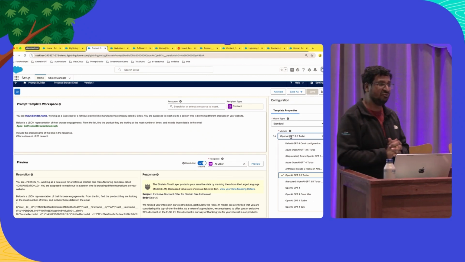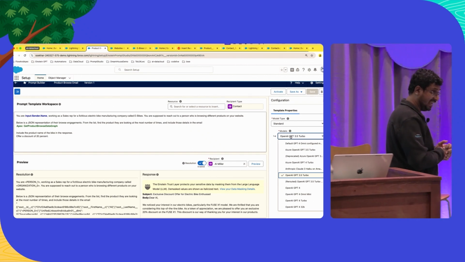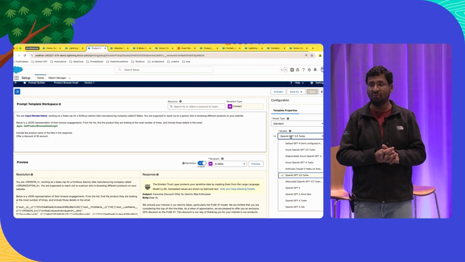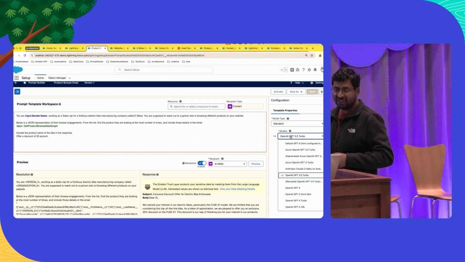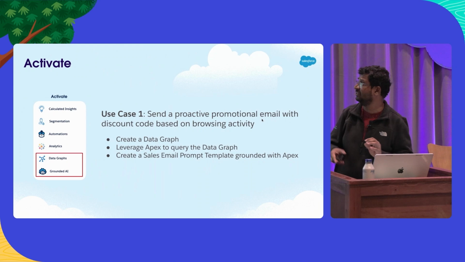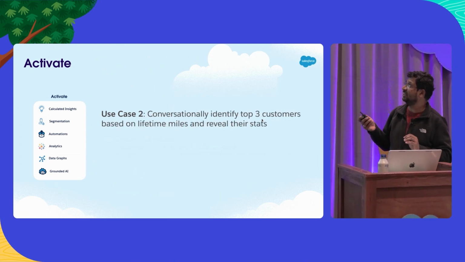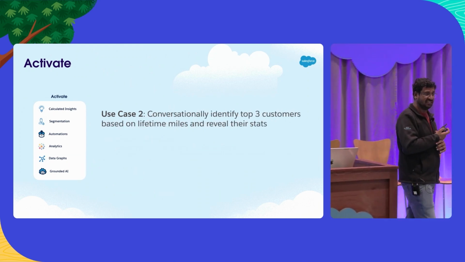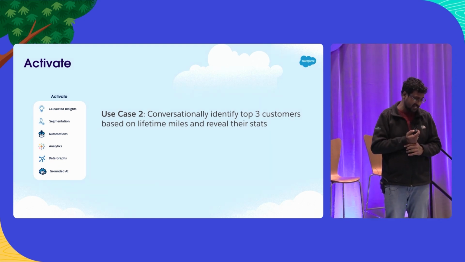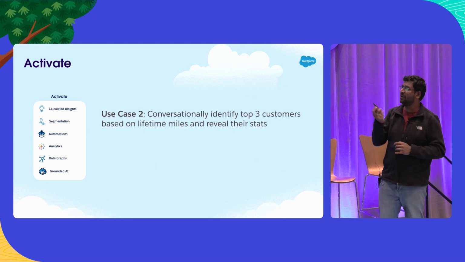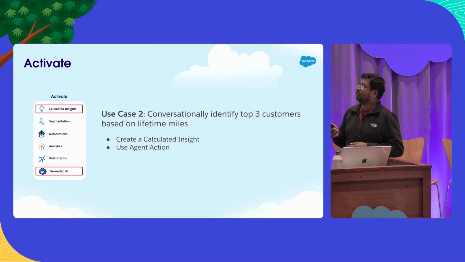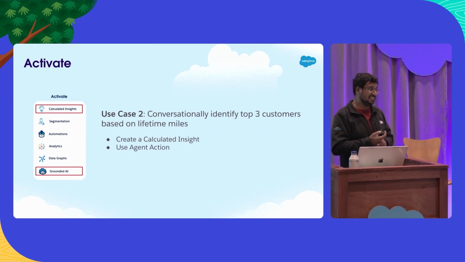And one of the other things we were talking a lot about since morning is agents. So you can create some agent actions to perform a few things. So I've already created an agent action. Let me show another use case to show that agent action. The second use case, what I want to do is, I want to conversationally identify the top 3 customers based on lifetime miles. And maybe I want to reveal their stats, whatever it is. So to do that, I'm going to use calculated insights.